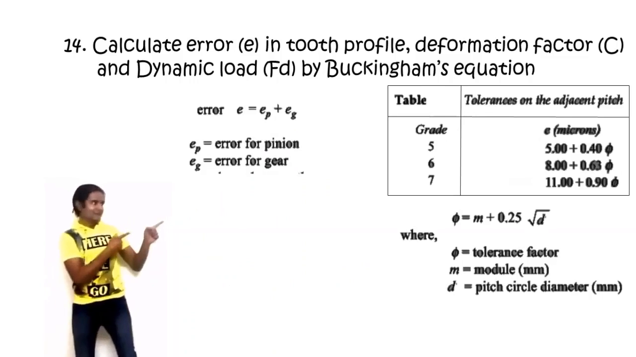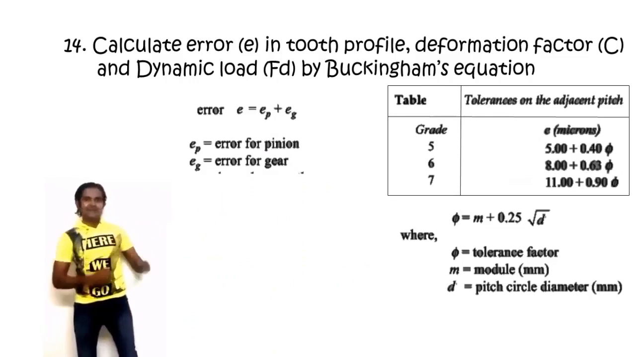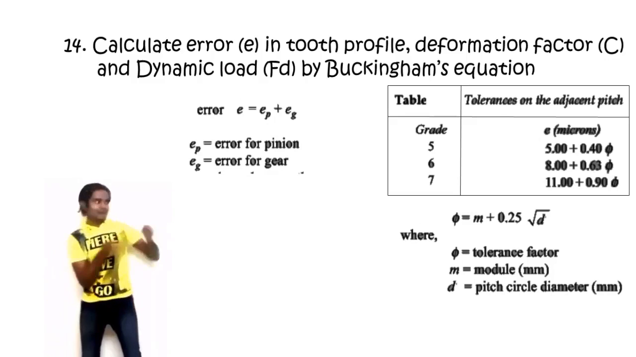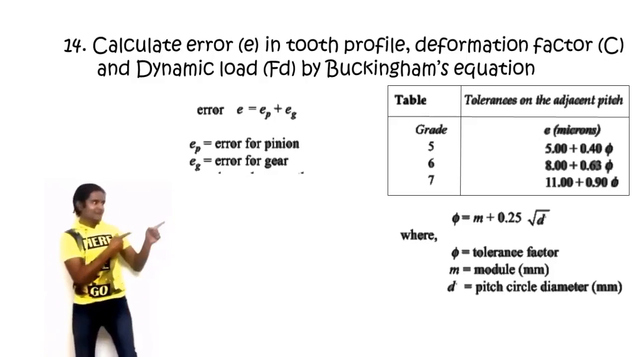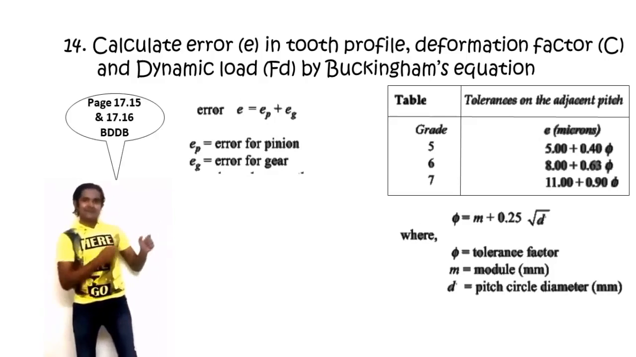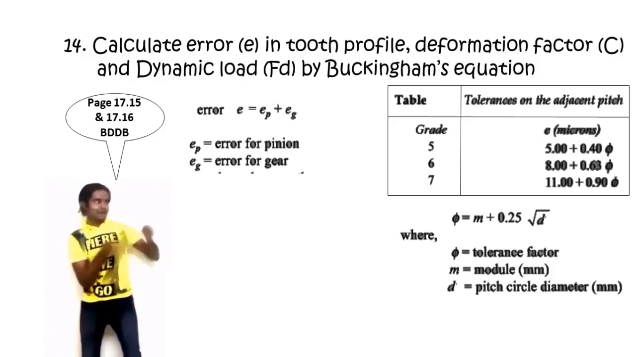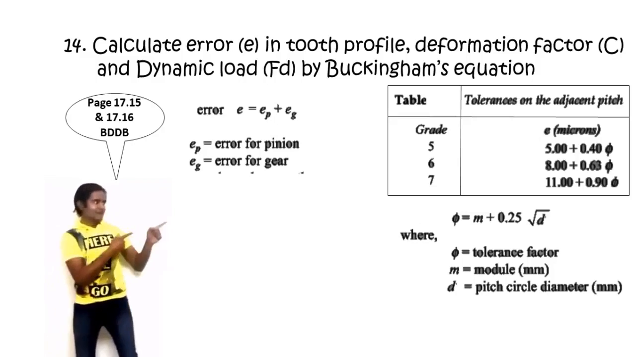The 14th step is to calculate error small e, tooth profile, then deformation factor capital C, and dynamic load FD by the Buckingham's equation. Let us start by first finding the error formula. This formula you can find on page number 17.15 and 17.16 of the Bhandari design data book.